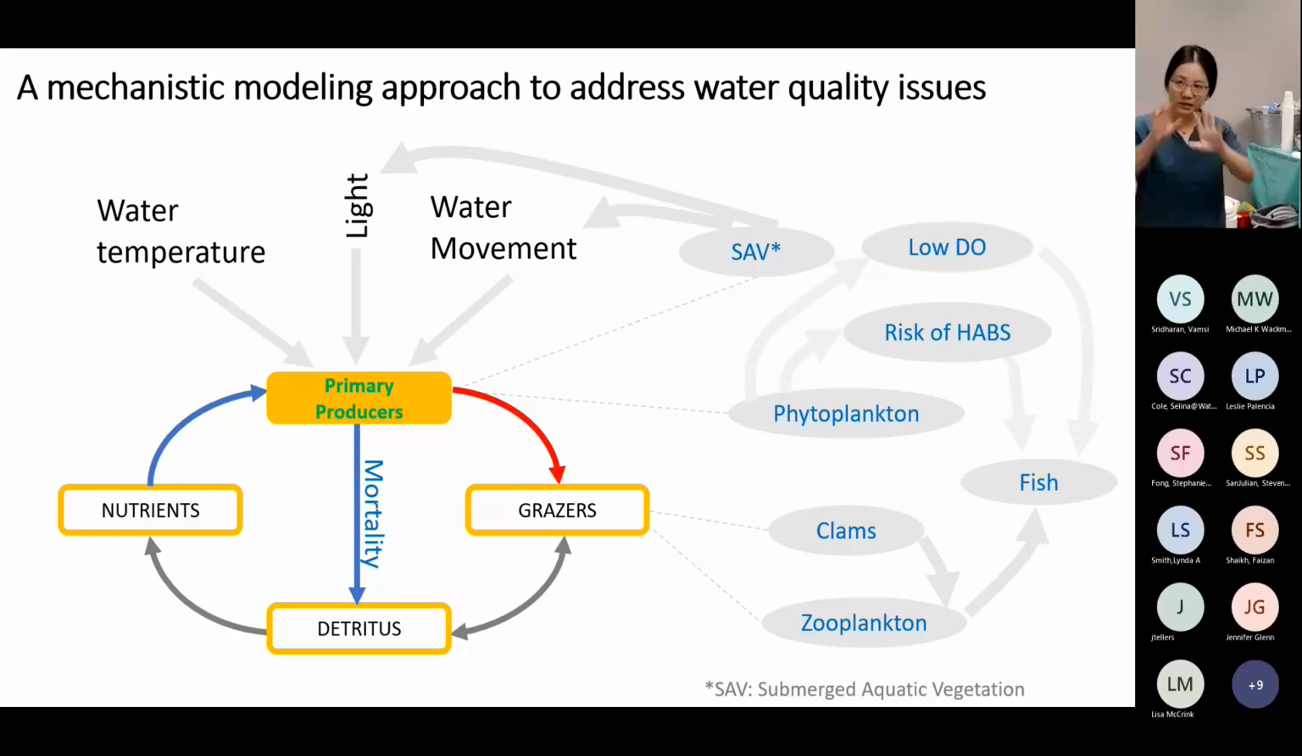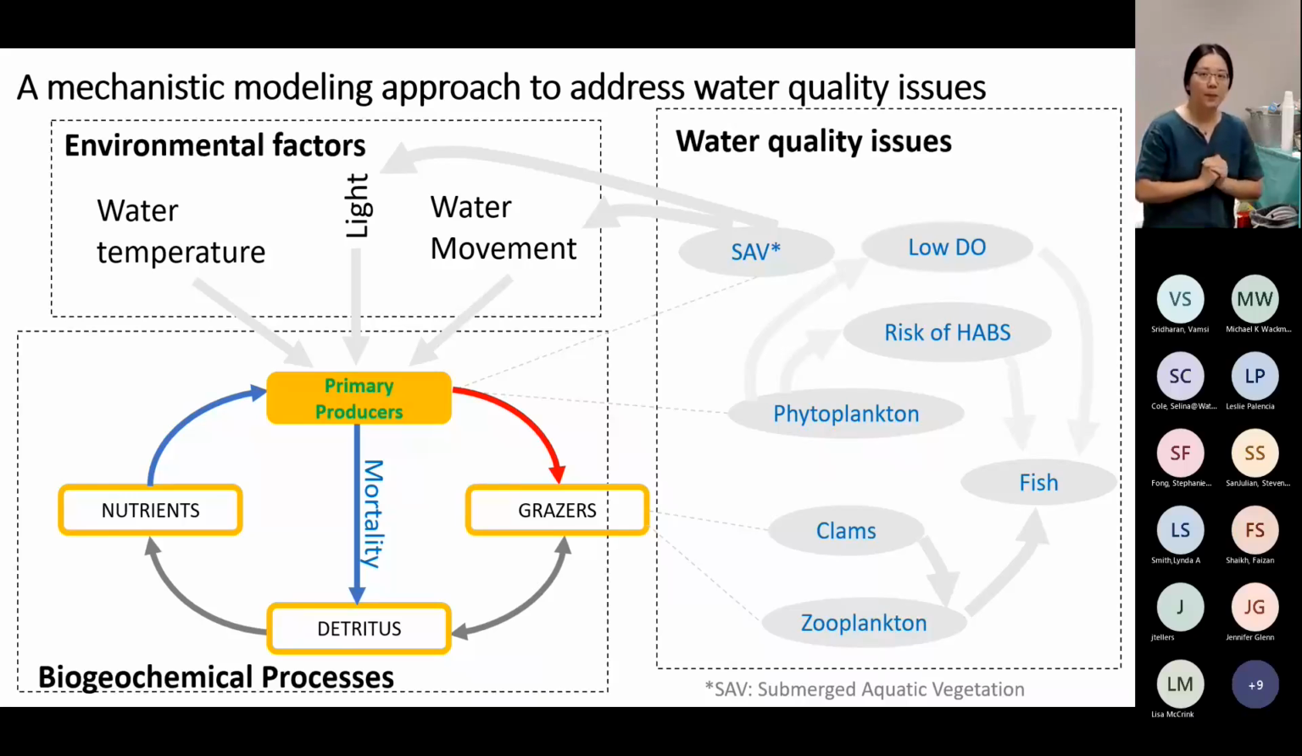There is a lot going on in this slide, and I would like to emphasize that the environmental factors, the biogeochemical processes, and the water quality issues are all interconnected. As our previous presenter mentioned, we need a holistic and systematic approach to tackle these water quality issues. And one such approach is a mechanistic model.